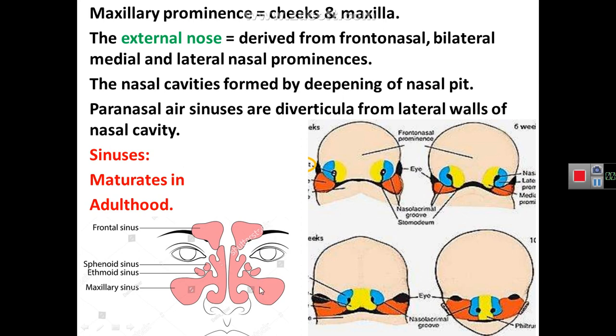The paranasal sinuses are branches from the nasal cavity, which is formed by deepening of the nasal pit. The paranasal sinuses develop during fetal life, but they mature in adulthood, and thus the shape of the face in adulthood differs from that of childhood because of maturation of the sinuses in adulthood. The cheeks are derived from the maxillary prominences, and also the maxilla bone is derived from the maxillary prominences.